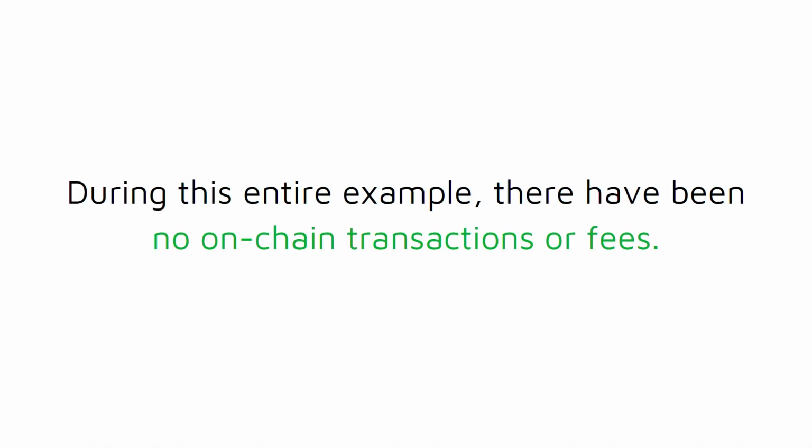OK. So during this entire example, there have been no on-chain transactions or fees at all, the whole time, which is the main thing that we want to achieve by having multiple applications in the state channel.